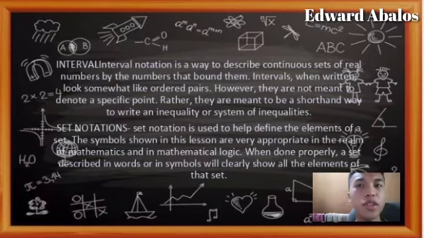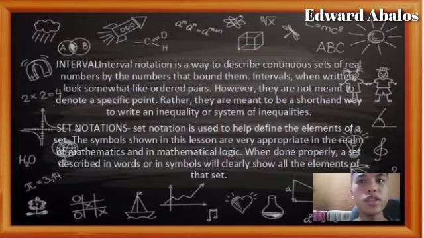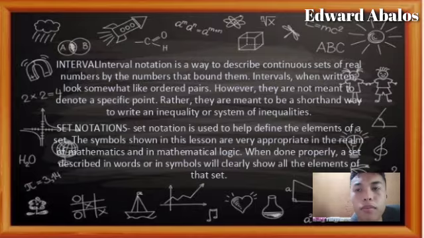What is interval notation? Interval notation is a way to describe continuous sets of real numbers by the numbers that bound them. Intervals, when written, look somewhat like ordered pairs. However, they are not meant to denote a specific point. Rather, they are meant to be a shorthand way to write an inequality or system of inequalities.